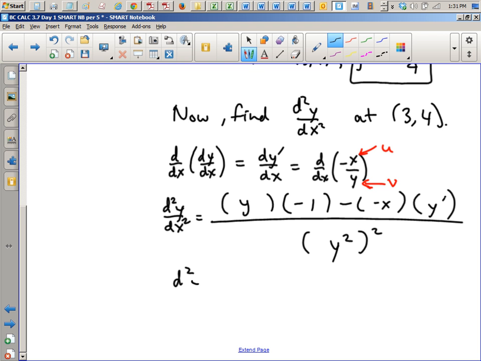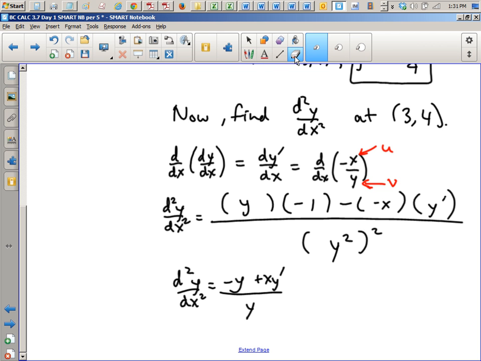Okay, so we actually already got the answer. This is it. It's negative y plus xy prime all over y squared. I don't need two squares down here, so it's just over y squared.